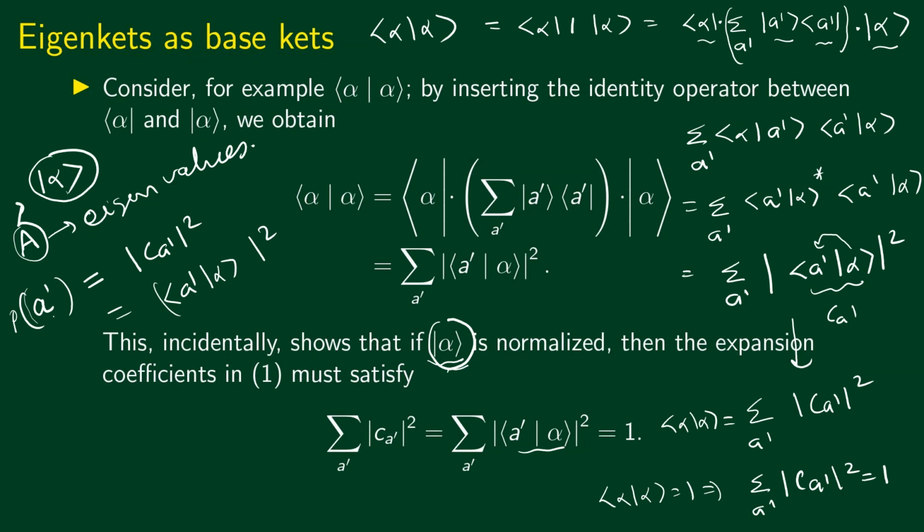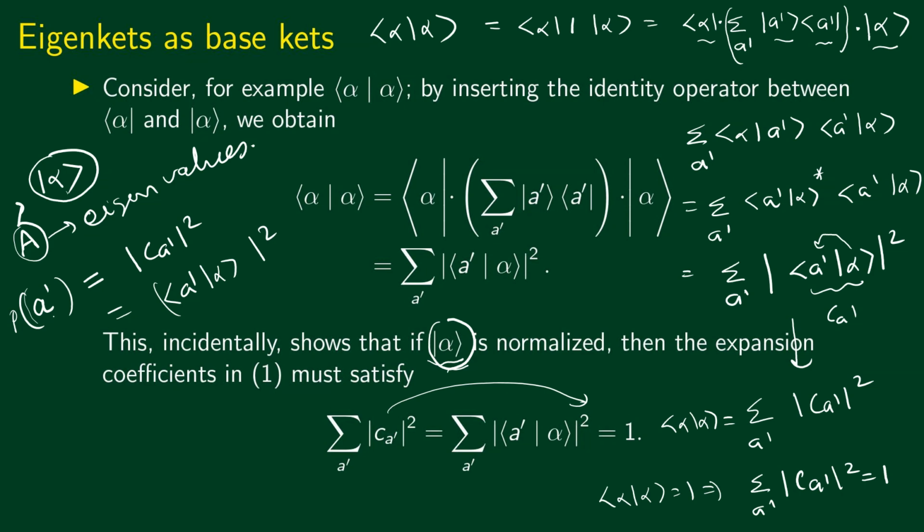Now this is suitable because if modulus of Ca prime square is the probability, then modulus of Ca prime square summed over all the possible measurement outcomes, where A prime labels all the possible measurement outcomes, will give you 1. This means that the total probability is equal to 1. The total probability of all possibilities: if you take the probability of each possibility and add all of them, you must get 1.